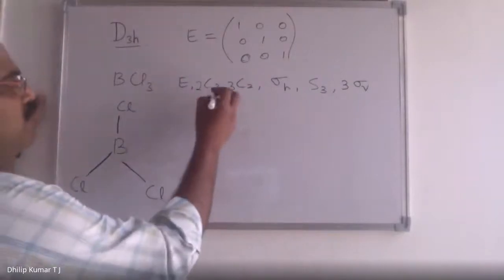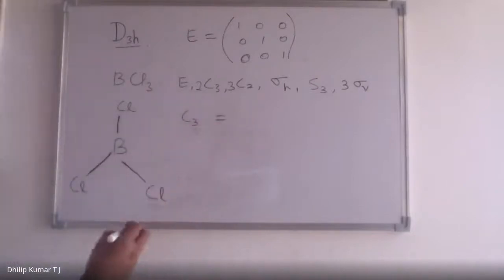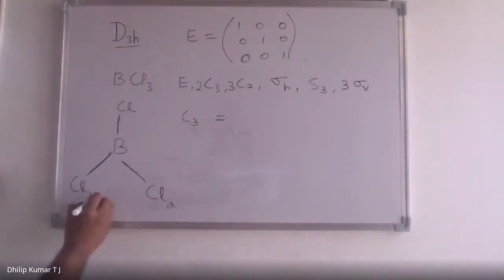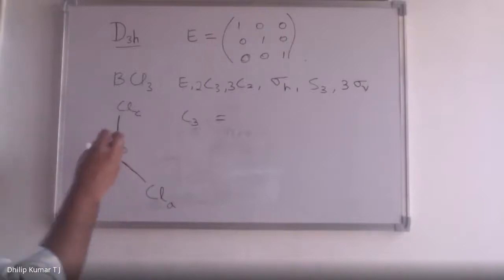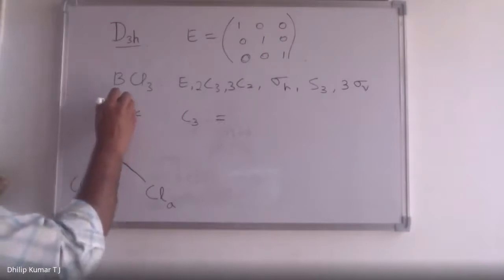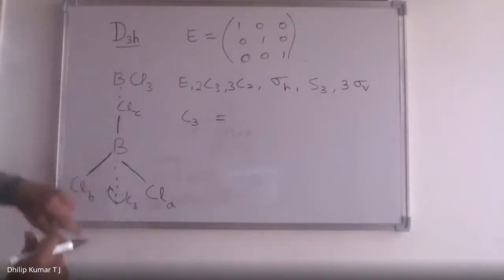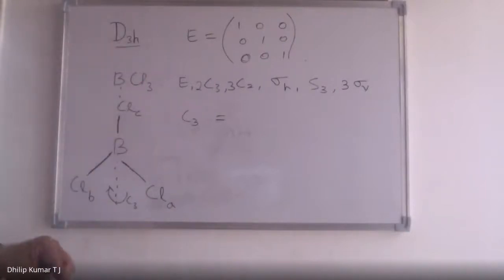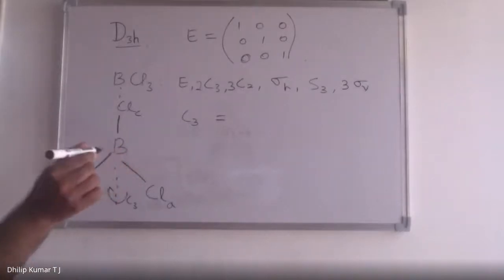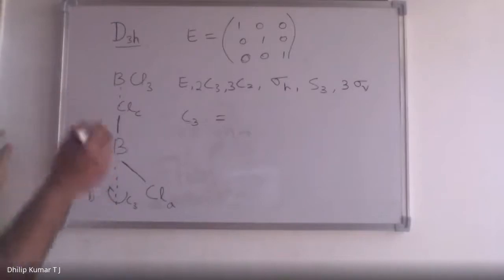And then let's try for C3. C3 is 120 degrees. So I call it as CLA, CLB, CLC. Okay. So if you rotate it, the C3 axis is clockwise, right? This is a planar molecule. You are placing this molecule BCl3 on this board, and then the C3 axis is across. I mean, you go from this side to the other side of the board. So that is C3 axis.